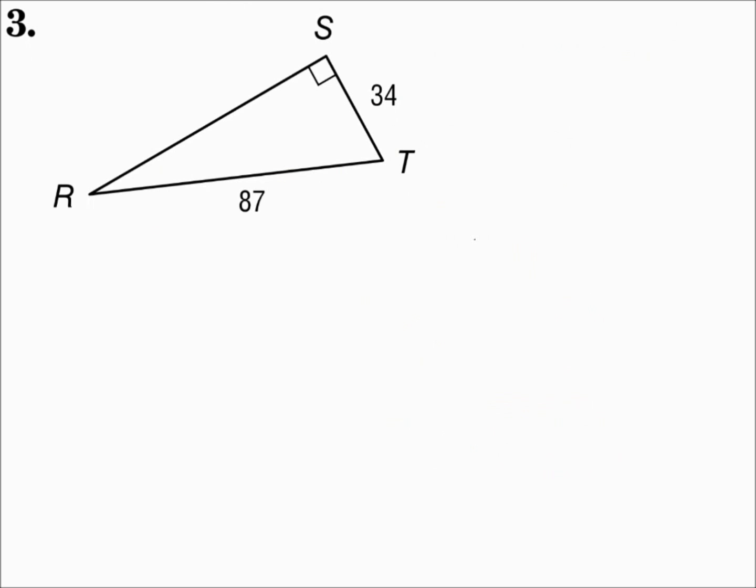Remember, when you're working with a triangle, identify the sides you're using, opposite, adjacent, or hypotenuse. Determine which trig function to use, sine, cosine, or tangent, and then substitute the values into the formula and solve for what you're looking for. Again, we're looking for angle T here. Let's identify the sides we have. The side across from the right angle is the hypotenuse. The leg next to angle T is adjacent.